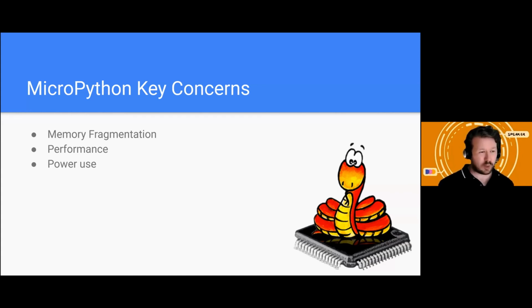We've got tools in place to help with that. But fragmentation is a real problem. If you're churning through a lot of objects and you're not aware of how that's happening, you'll quickly run out of memory. Performance is another issue that you need to be aware of.